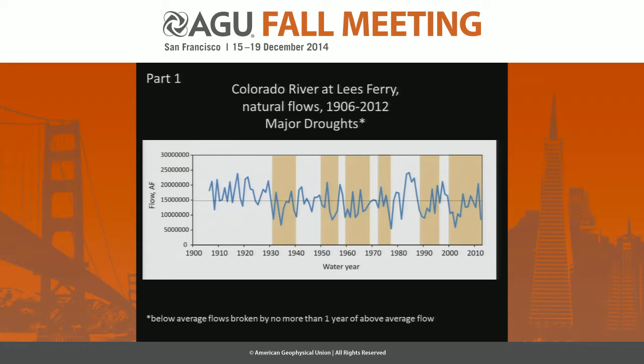So we're looking first at the major droughts in the Colorado River Basin based on streamflow at Lee's Ferry. This is the naturalized flow record, and we're defining drought as below average flows broken by no more than 1 year of above average flow. So the brown bars are showing the intervals of drought that I'll be talking about: 1930s, 1950s, 59 to 69, some years in the 70s, late 80s to 90s, and since 2000.